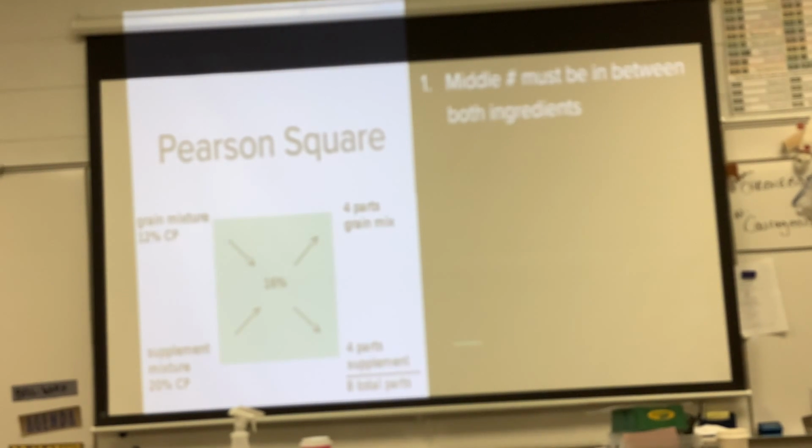So the first step is this middle number needs to be in between my two ingredients. So if I want to figure out a crude protein of a feed, I'm mixing two things together. If I'm mixing two things together, I cannot have less, nor can I have more than either ingredient, right? Because it's going to be a mixture. It's going to average.